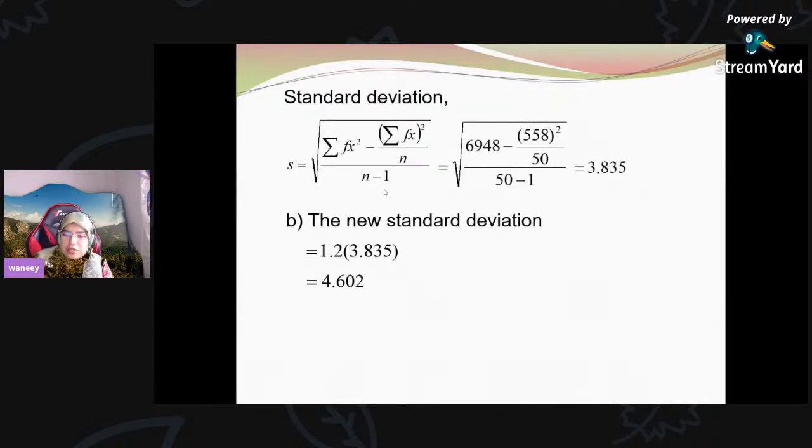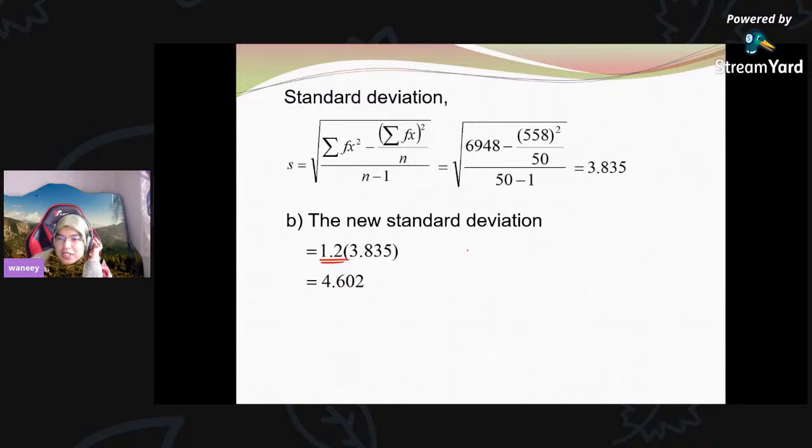Okay, so the new standard deviation. The changes will be 1.2 multiplied with your standard deviation. So 3.835 times 1.2 is supposed to be 4.602. So just now what did I say? If the data is multiplied by C, then the standard deviation is C times the old standard deviation, right?